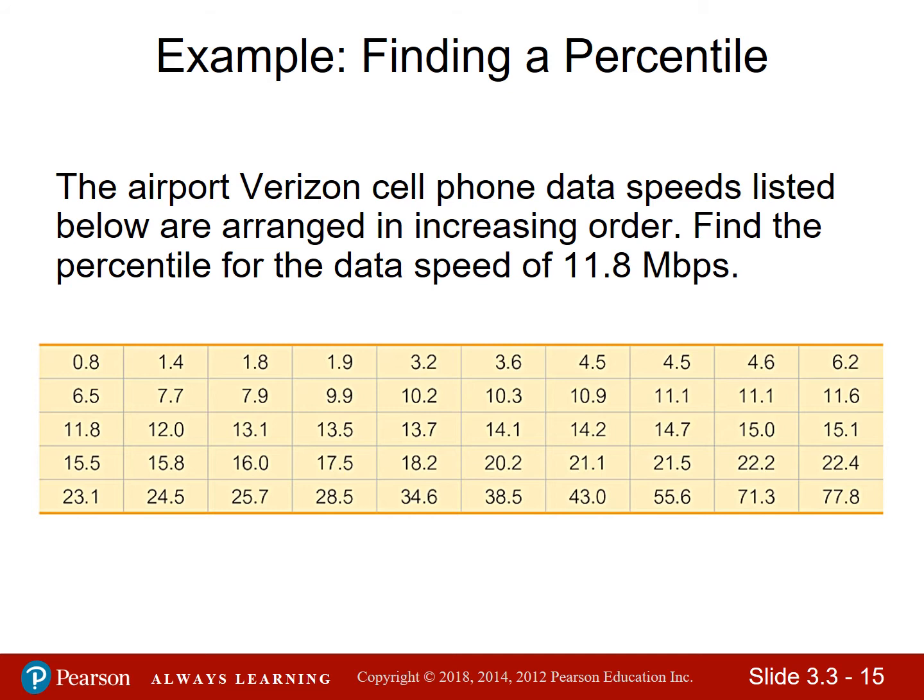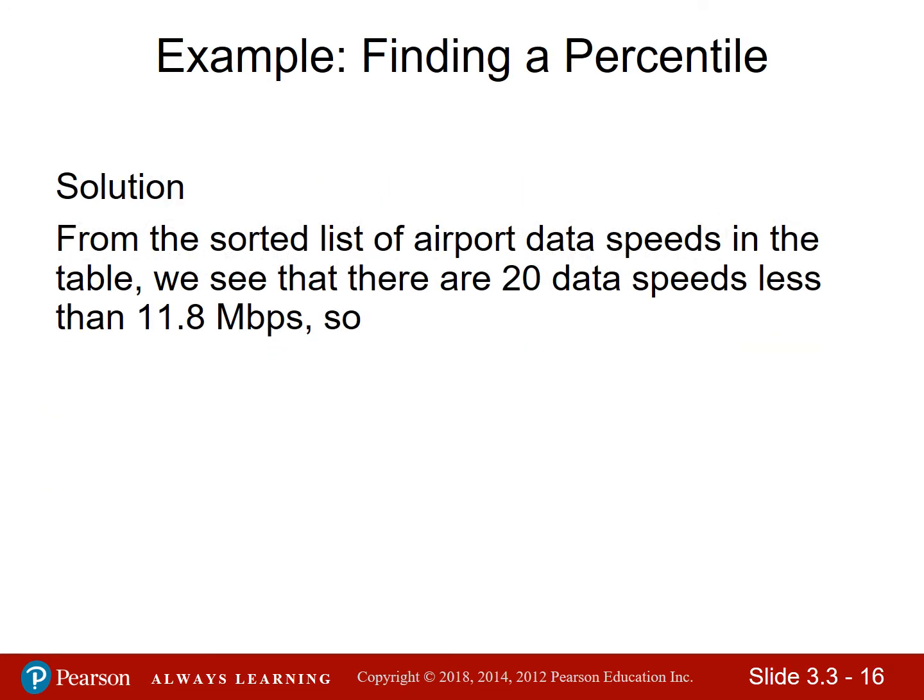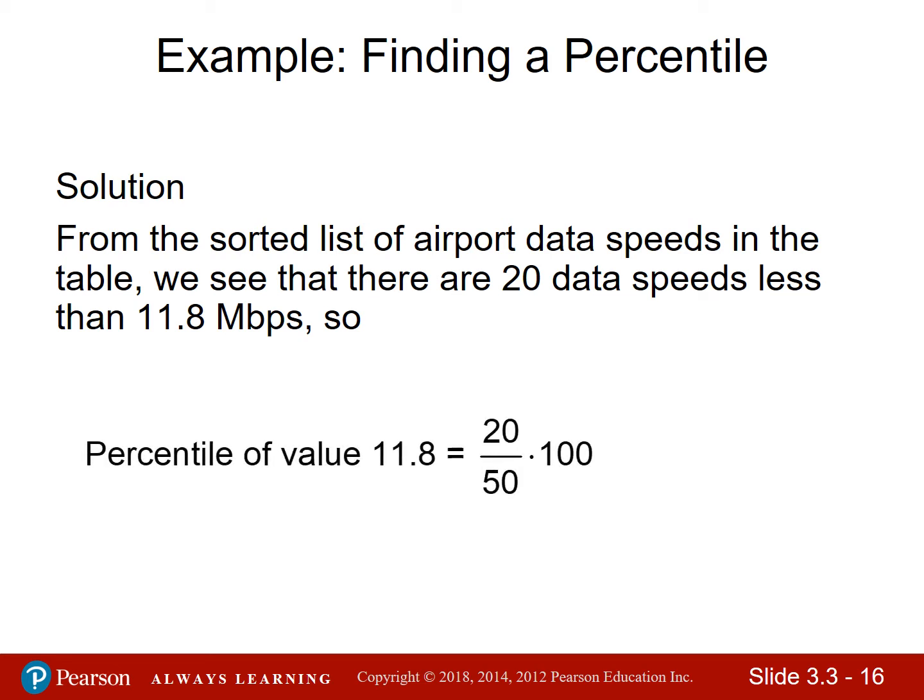Now we need to count how many values are less than 11.8, right? So it's 1, 2, 3, 4, 5, 6, 7, 8, 9, 10. So 10 here, 10 on top, that's 20. So 20 data values are less than 11.8. We sorted the list of airport data speeds in the table, and we see that there are 20 data speeds less than 11.8 Mbps. So we just count, it's 20. Now the percentile of the value 11.8 is 20 divided by the total values, and you times by 100.